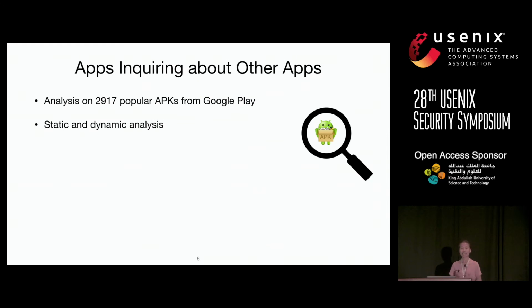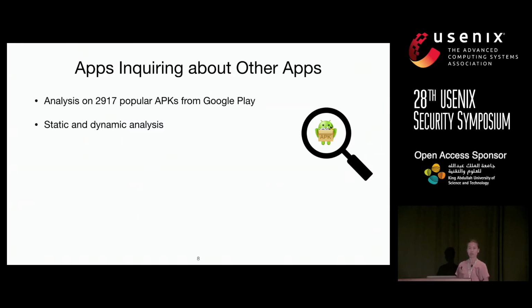So given the ease of app fingerprinting attack, naturally the question that we ask ourselves is, but then do apps make use of this capability to fingerprint other apps? And to answer this question, we collected 2,917 application packages of popular apps from all 55 app categories on the Google Play, and then we perform static and dynamic analysis of these apps.